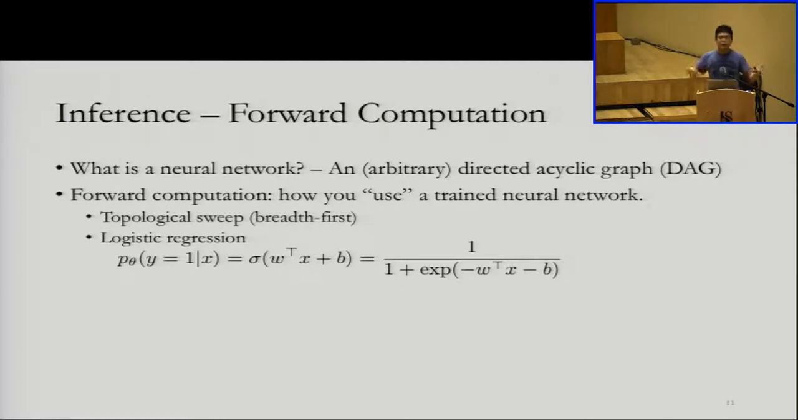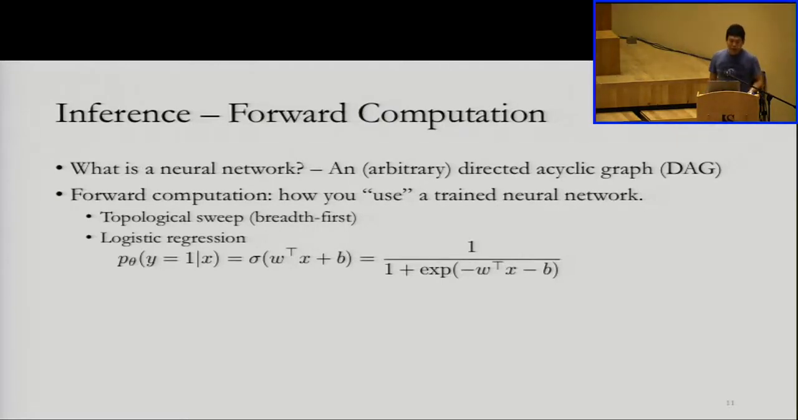Let's say somebody just gave you this directed acyclic graph. Then what you do is you need to first know how to use it. And that's really nothing but topological sweep. You do the breadth first search. You start from the input variable nodes, and then you do the computation over and over until you end up at the very end of the graph.